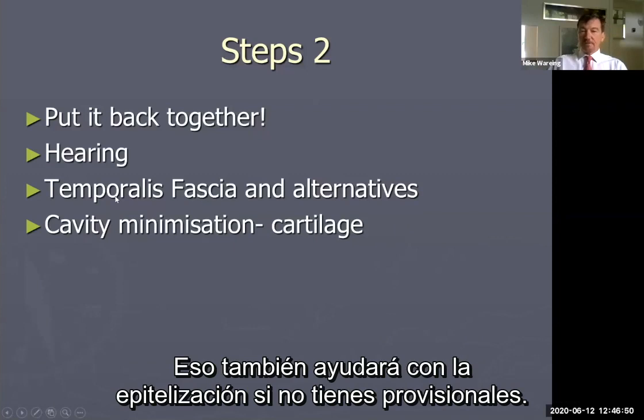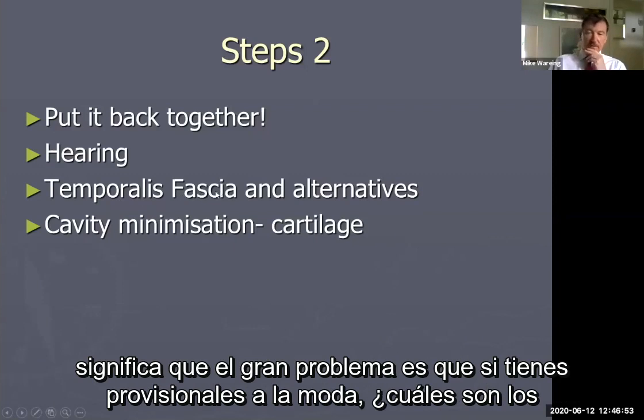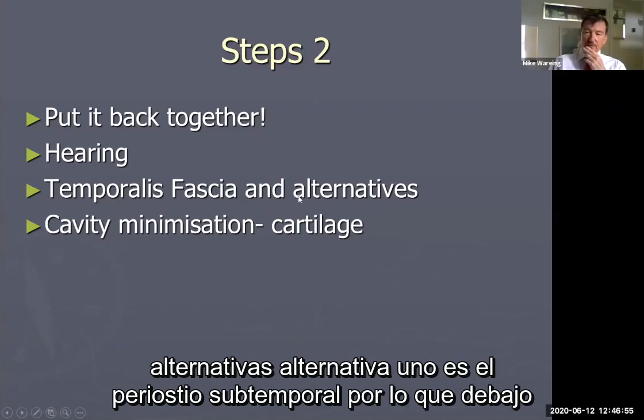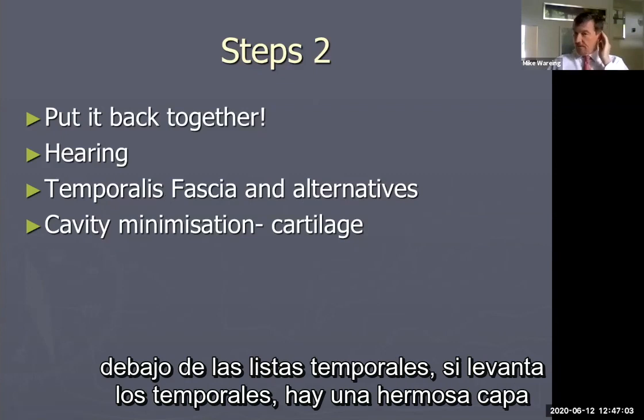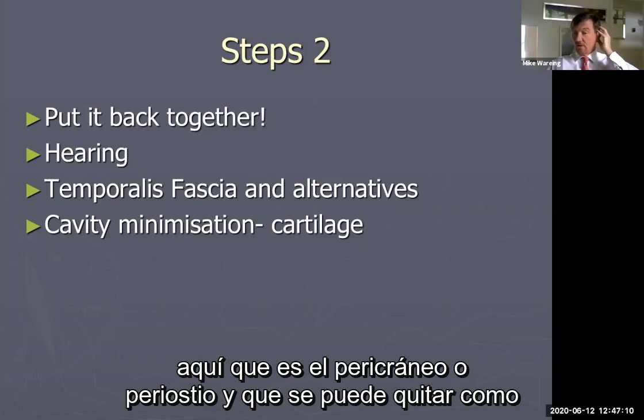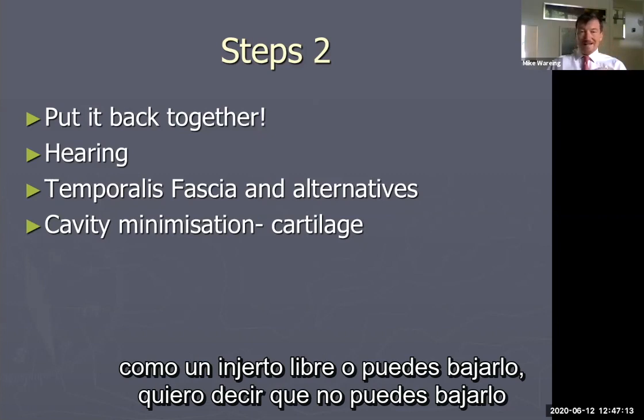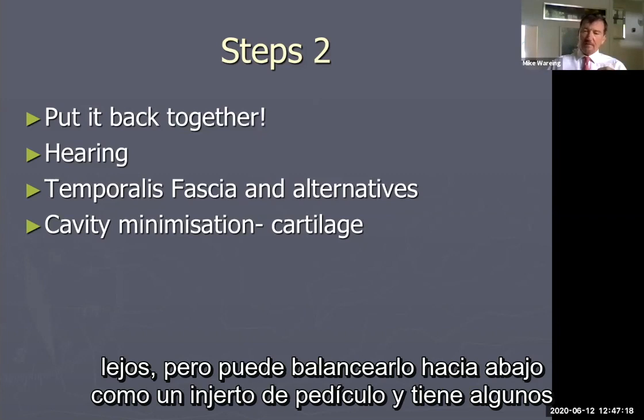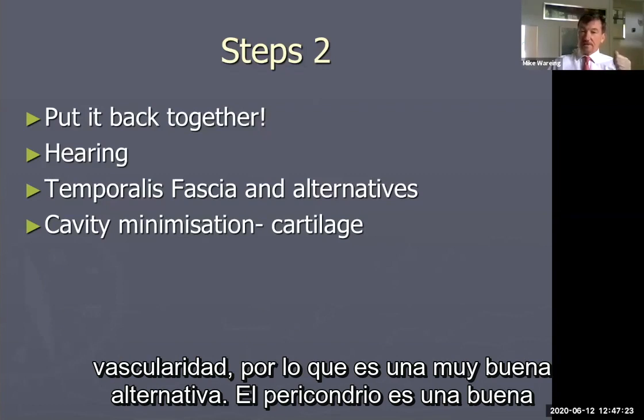If you haven't got temporalis, I mean, the big problem is if you haven't got temporalis fascia, what are the alternatives? Alternative one is the subtemporal periosteum. So underneath temporalis, if you lift temporalis up, there's a beautiful layer here, which is the pericranium or periosteum, and that can be taken off as a free graft, or you can swing it down. I mean, you can't get it down that far, but you can swing it down as a pedicle graft, and it does have some vascularity. So that's one very good alternative.